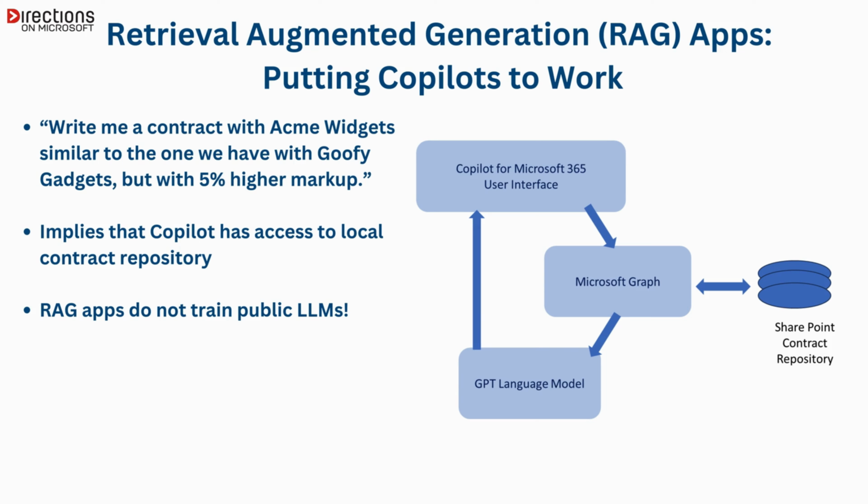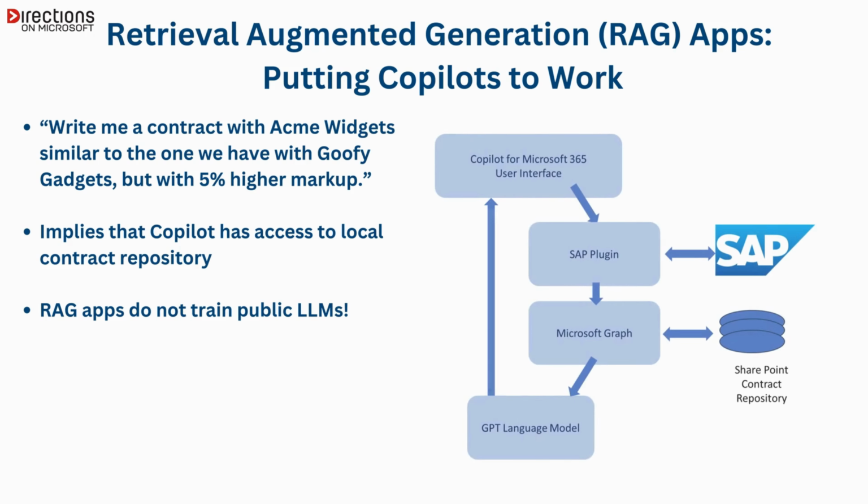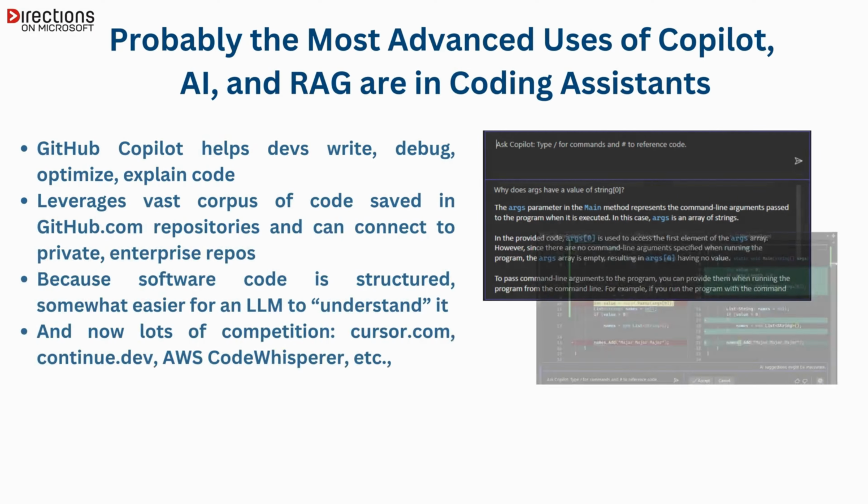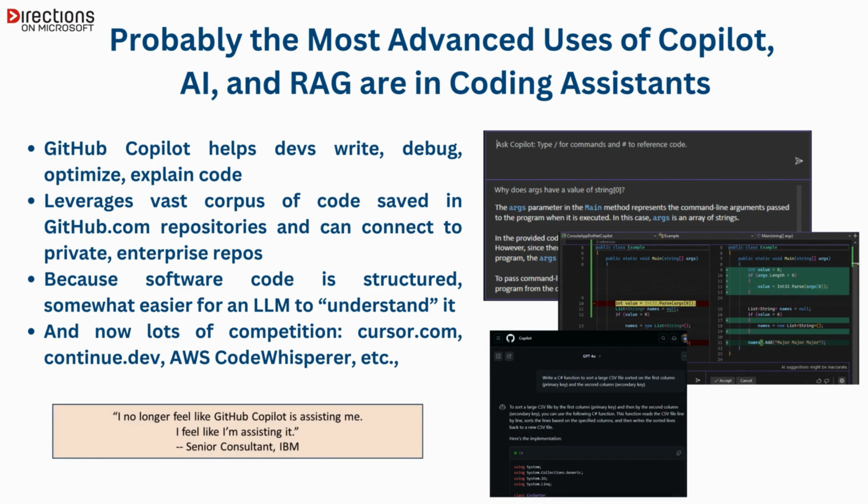Now, the same mechanism, of course, can be used to access data not just in Microsoft 365, but in other sources as well. For example, SAP. Same idea. Now, the very first Copilot was GitHub Copilot, and it leverages the vast amount of code in GitHub to help coders code. There's now a free version, but there are paid versions with many more features.